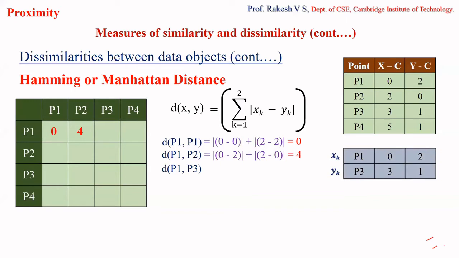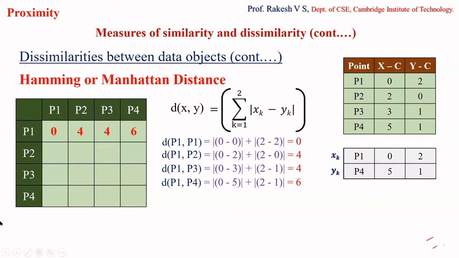Now I'll consider the distance between P1 and P3. The xk value will be P1, which is 0, 2, and the yk value is P3, which is 3, 1. What is the value that you get? It is 0 minus 3 plus 2 minus 1, which equals 4 again, right? So I'm going to tabulate it as 4. Similarly, find the distance between P1 and P4. The xk value will be 0, 2 and the yk value will be 5 and 1. According to our computation, we get 0 minus 5 plus 2 minus 1, which equals 6. So I'll tabulate 6 here.